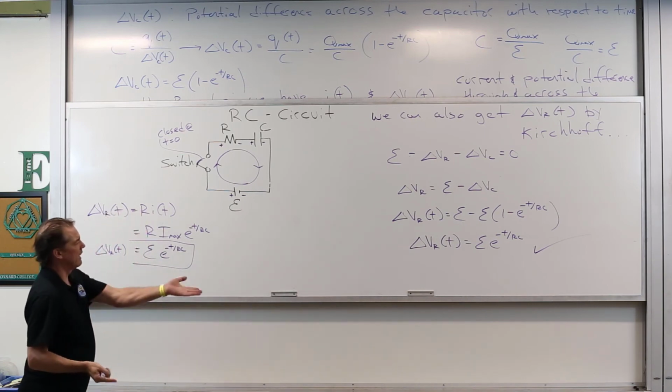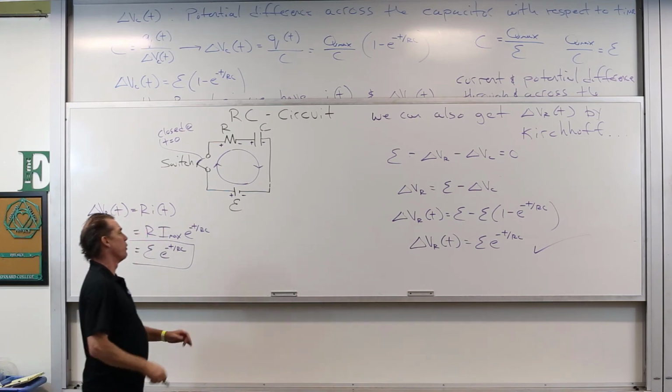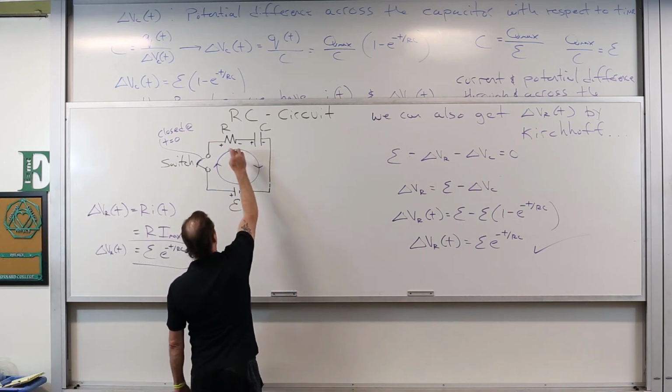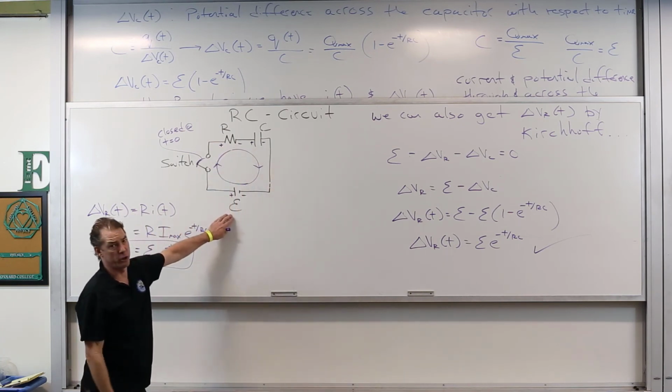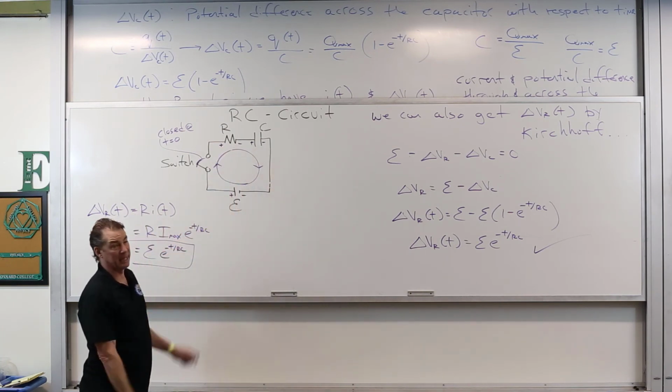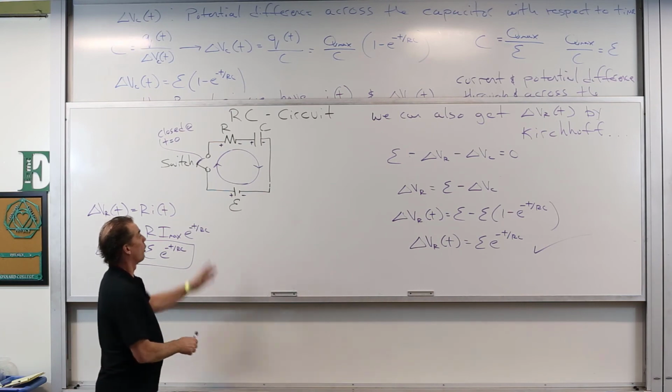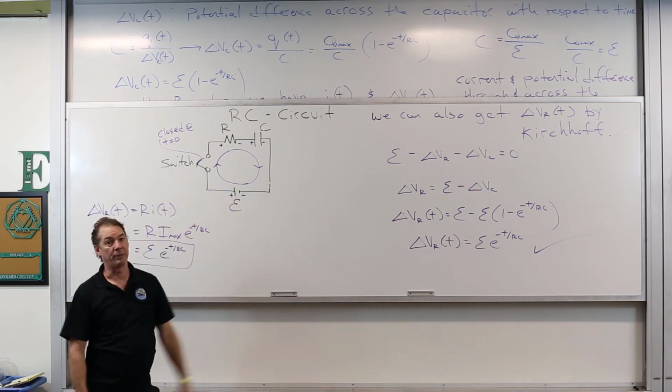So what's the point of doing it another way? The point is that if you ever know what the potential difference across either the capacitor or resistor is, assuming you know the source potential, then you should be able to get the other just by the direct correlation with that loop rule right there.